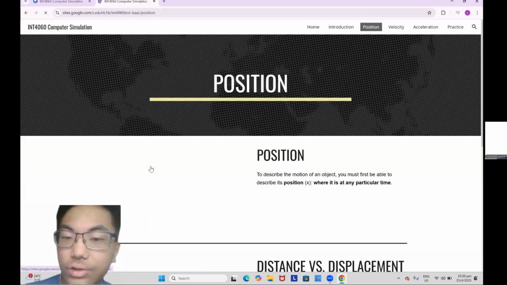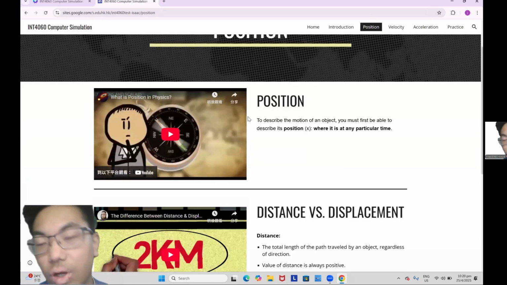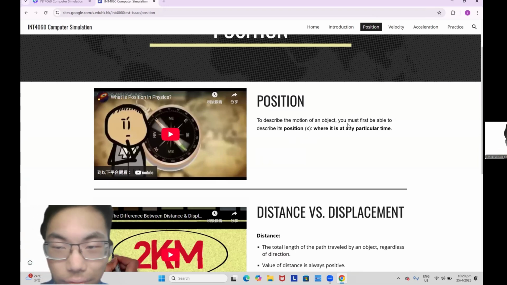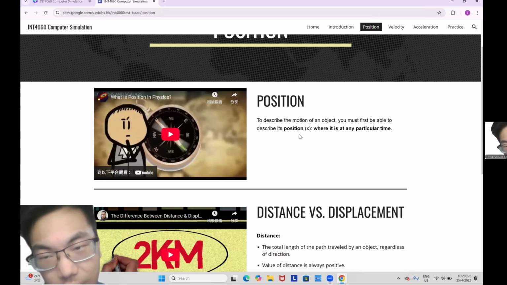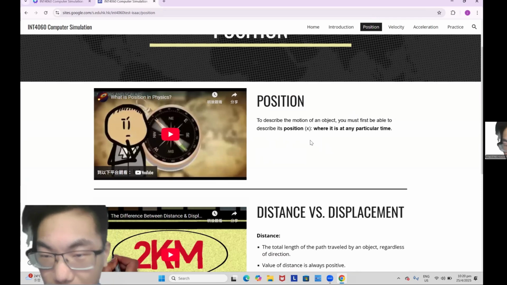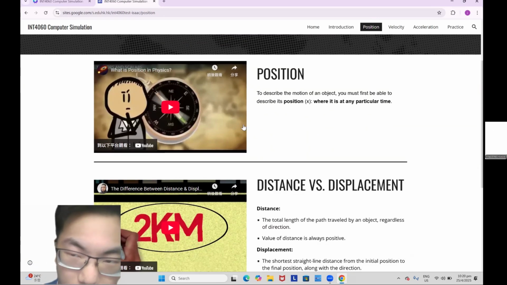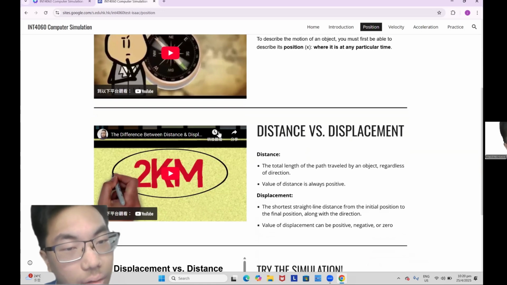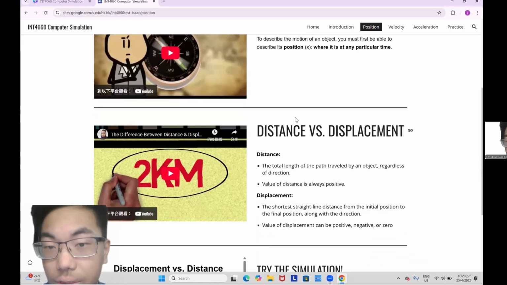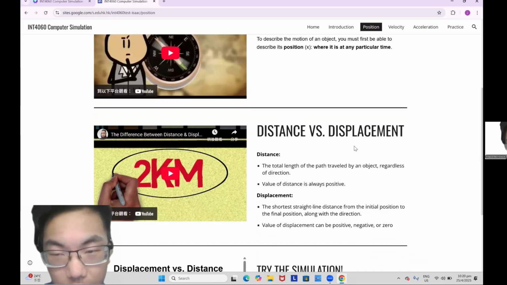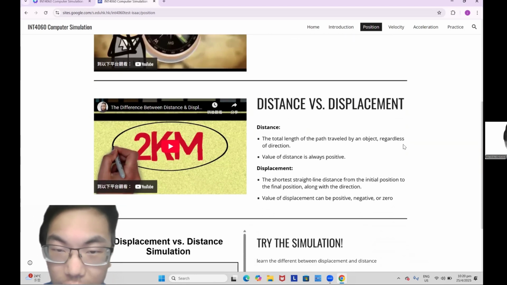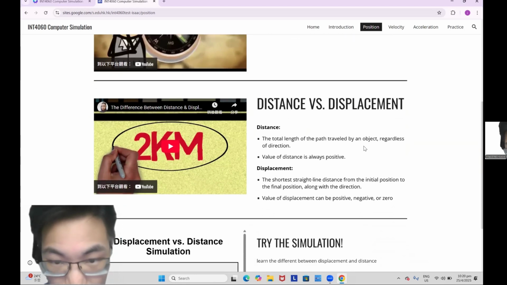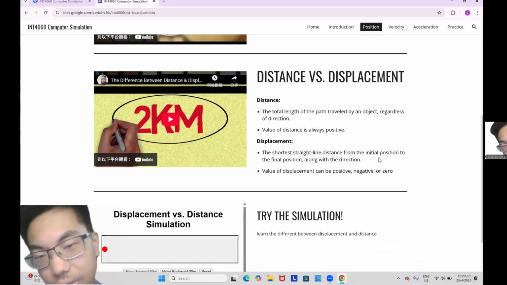So let's move on to the positions. You can see the position, which is to describe the motion of an object. You first are able to find the position of X at any particular time. And it also includes the distance and the displacements. What is the difference between them? Let's say the distance is always positive and the displacements could be negative or zero.